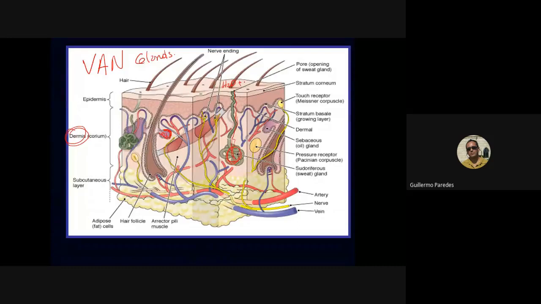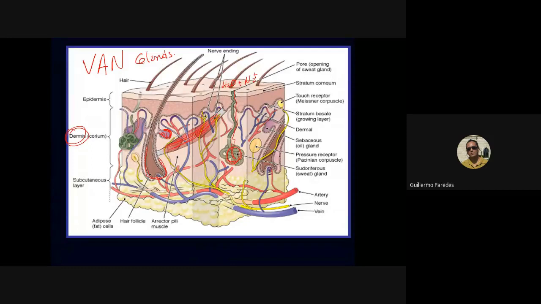Okay? Look at this. Where is the follicle of the hair? The hair follicle is in the dermis. We have a muscle here. Can you see this muscle? This muscle is called the erector pili. And we are going to explain one by one of these.